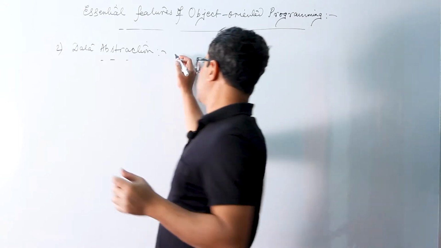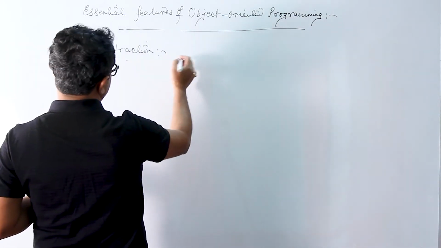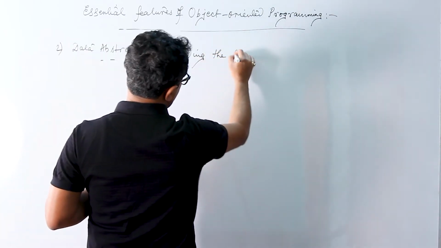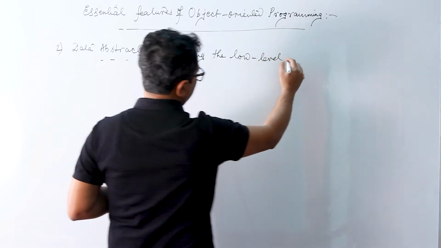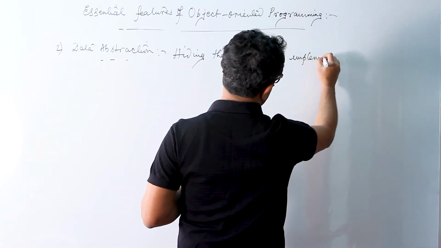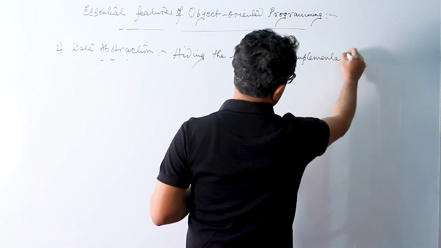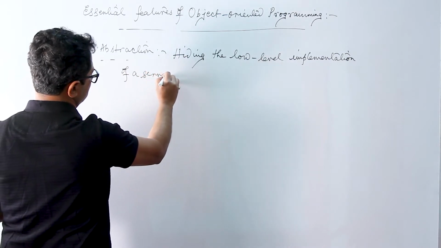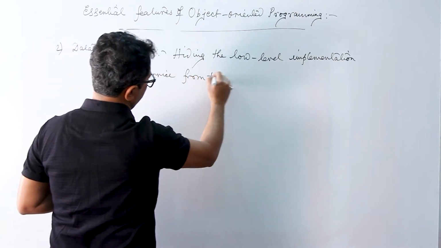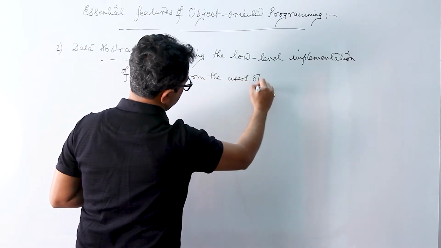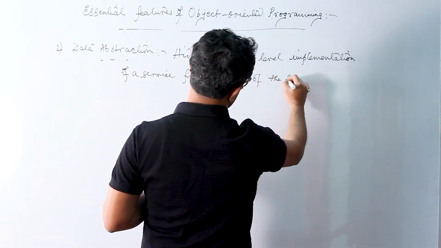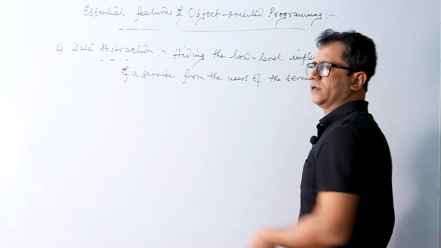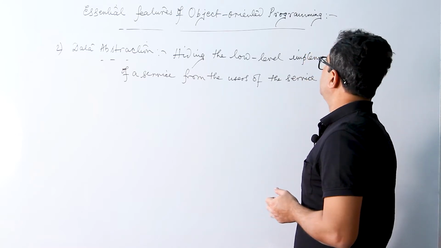So I can just write a line and you can just note it down. Data abstraction is nothing but hiding the low-level implementation of a service from the users of the service. So this is called data abstraction. So this is the second essential feature of the object-oriented programming paradigm.